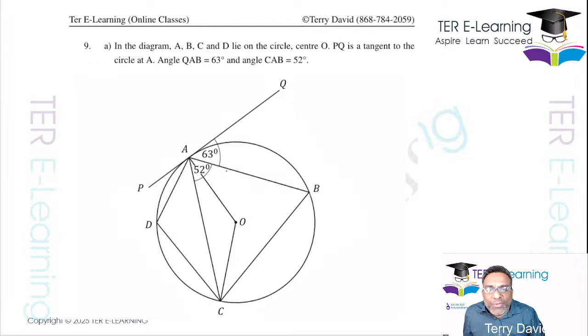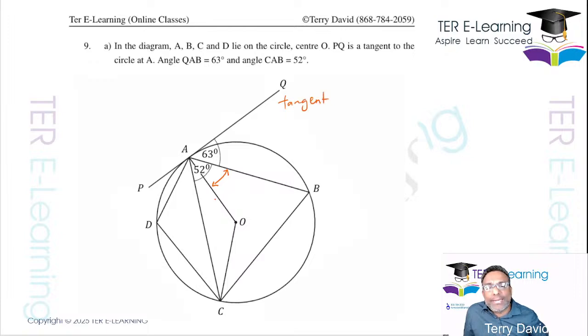Right. So whenever you get a question and you want to work out a particular angle, write in pencil where that angle is. If you know where that angle is, then you'll be able to work it out. Now here's what's happening here. You see this line here? This is a tangent.